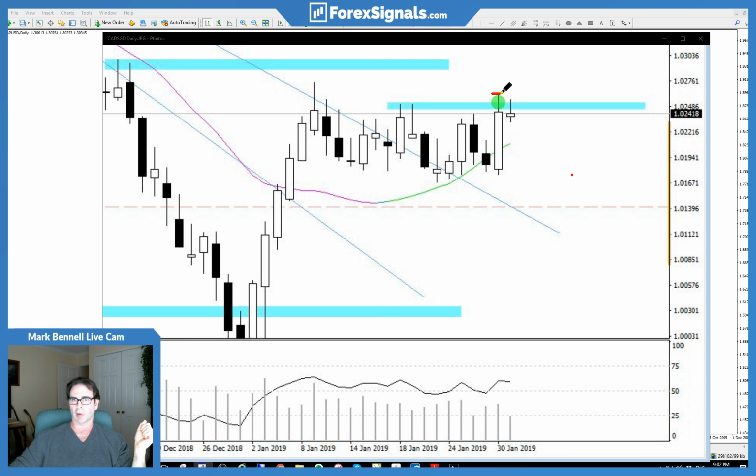So would I take the break above here straight away? Probably not. I'd want to see something in here, or if it did, I'd want to see a pull. I'd want to wait for a pullback.